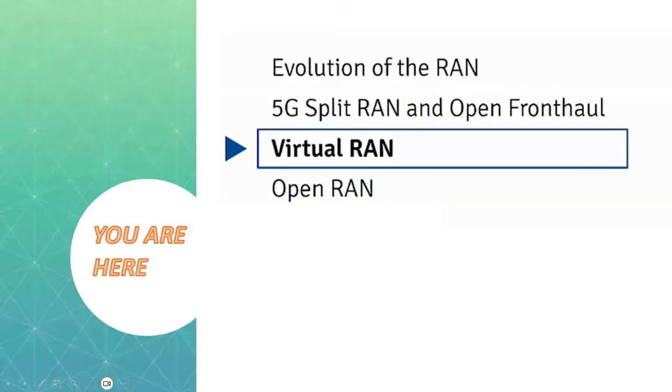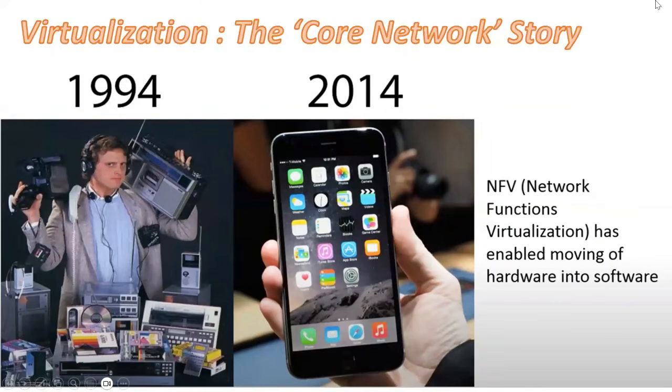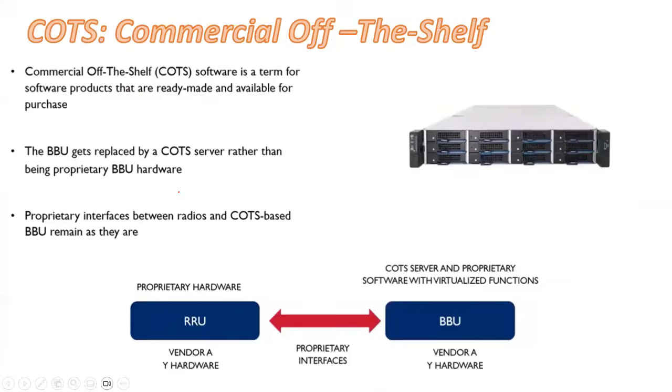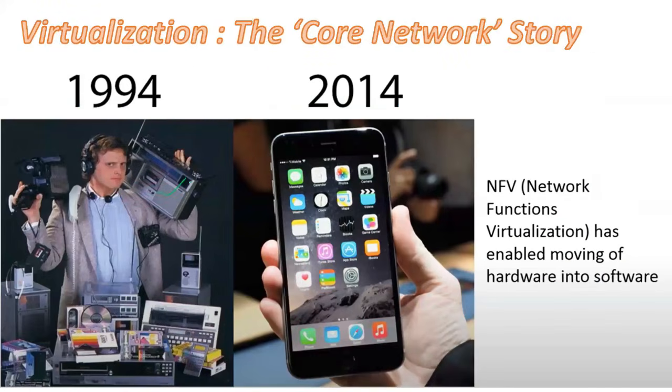So let's talk about virtual RAN, right? So in the past, you can see maybe in '94 or in the years before, we had different kinds of devices like a radio or a tape recorder, right? We have a video camera. We have a CD player, calculator, right? But now with the help of network function virtualization, we have a phone, and in the phone, with the help of applications, we can use camera, we can use radio, we can use CD, we can use calculator. All kinds of things can be done with the help of network function virtualization, right?